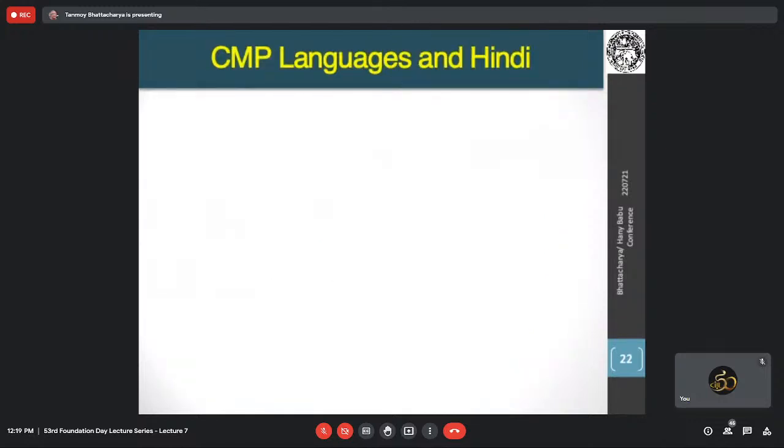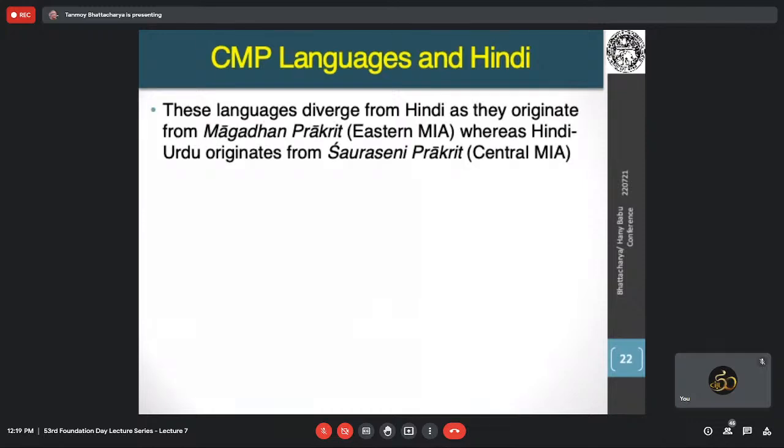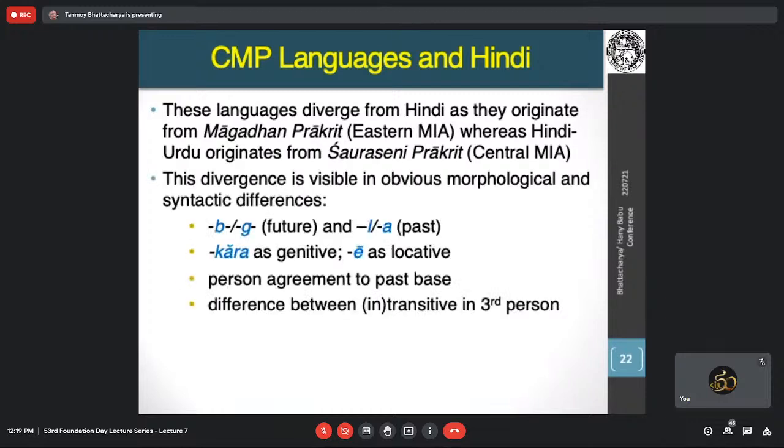This thus establishes a clear line of difference between Magadhi and Northwestern languages. And you can see that they diverge, and this has been well documented. These two kinds of Prakrit, the Magadhan Prakrit, the Central MIA, and the Shauraseni Prakrit are distinguished. There are many, many other phonetic and phonological properties which distinguish these two types of varieties, which Hoernle called varieties. This divergence is visible in obvious morphological and syntactic differences that I noted here.